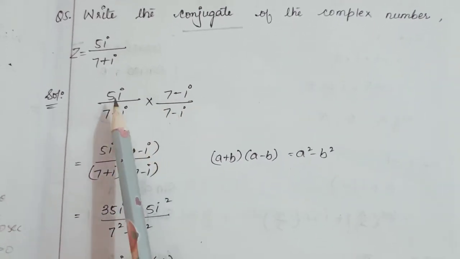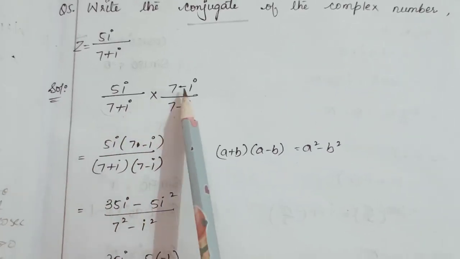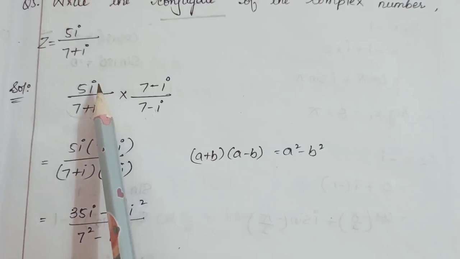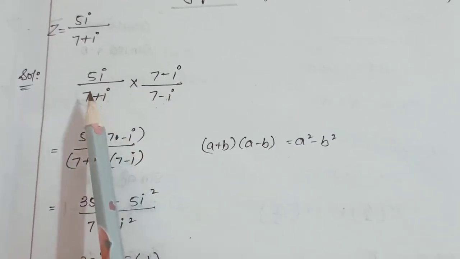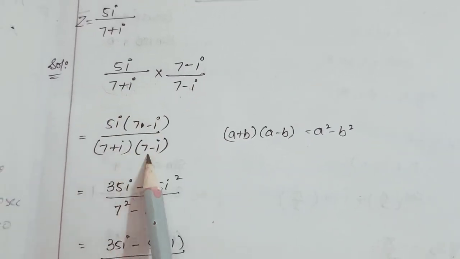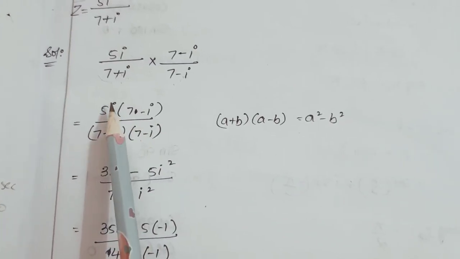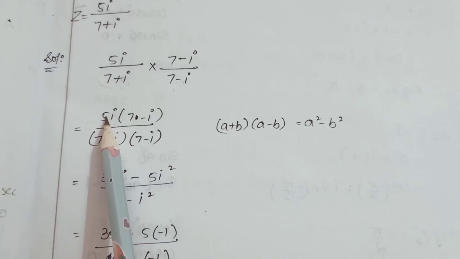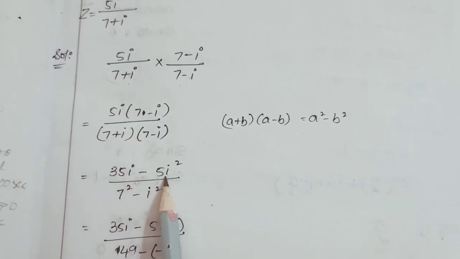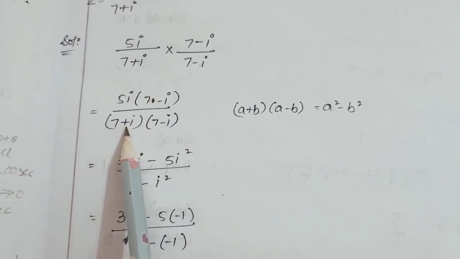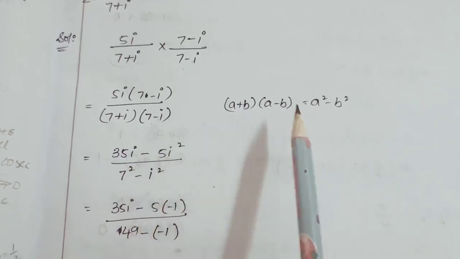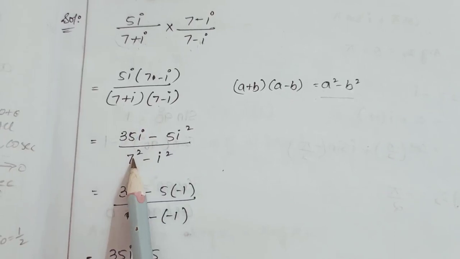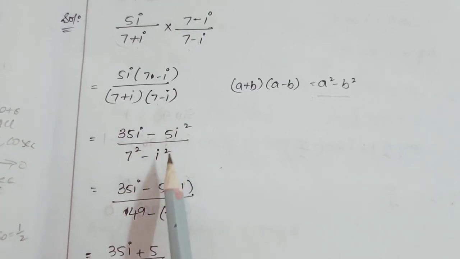So 5i by 7 plus i, into 7 minus i by 7 minus i. Multiply these two and these two here: 5i into 7 minus i in the numerator, and 7 plus i into 7 minus i in the denominator. Now 5 sevens are 35, so 35i minus 5 into i square. This is a plus b into a minus b form, so we can write it as a square minus b square. a is 7, so 7 square minus b square, where b is i.